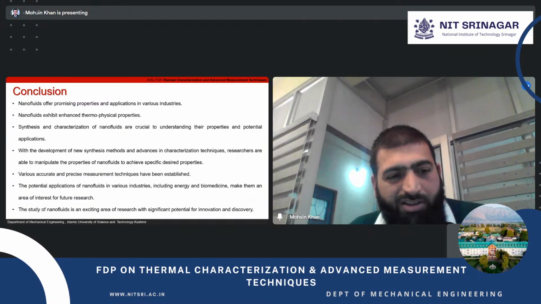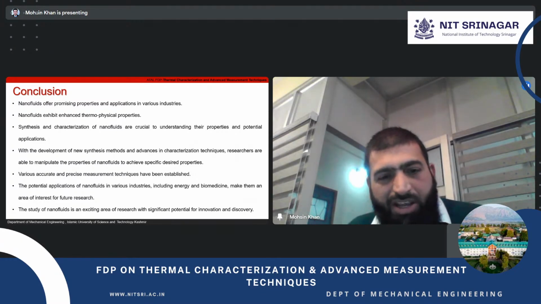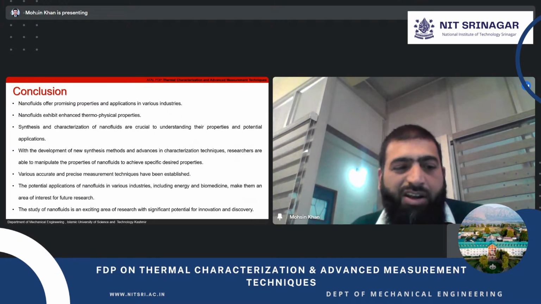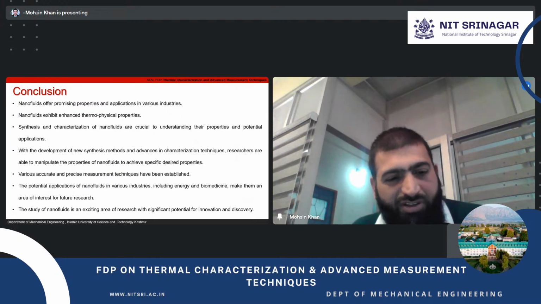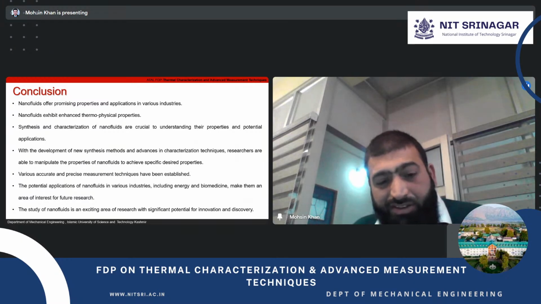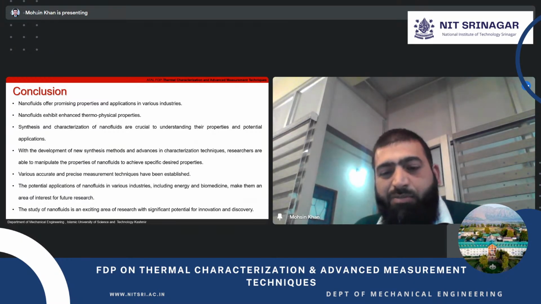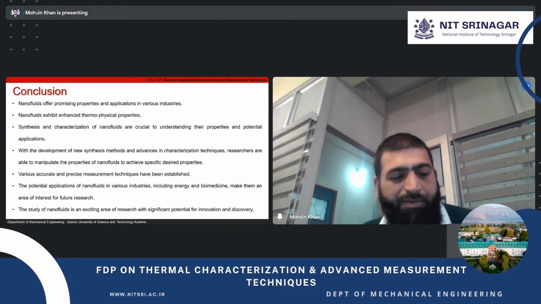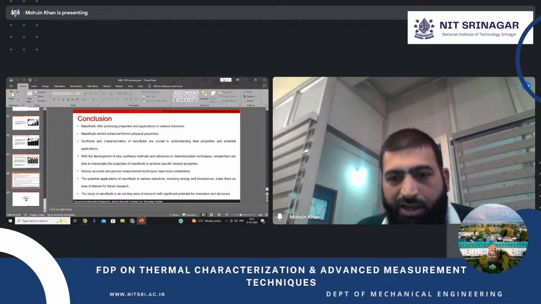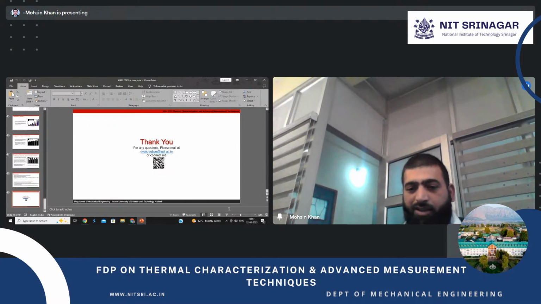specific desired properties. Various accurate and precise measurement techniques have been established. The potential applications in various industries, including energy and biomedicine, make them an area of interest for future research. The study of nanofluids is an exciting area of research with significant potential for innovation and discovery. Thank you. I shall see you in person in the high-tech field.